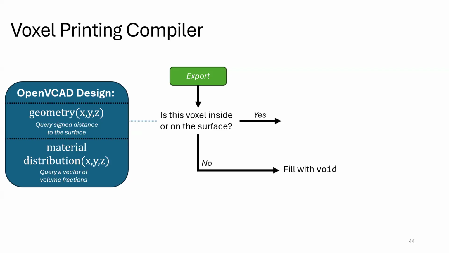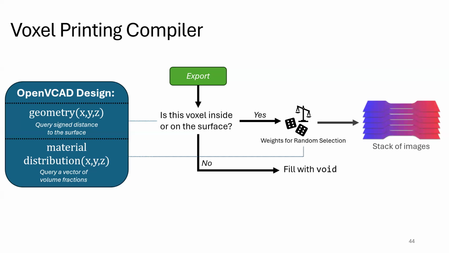If it's yes, we now need to pick a material. In this case, we're going to use a weighted stochastic process. Essentially, given all of our materials that we can sample from the material distribution, use the volume fractions as stochastic weights for this selection process. So in that example earlier I gave where it was 20% red and 80% blue, anywhere in that design, there's an 80% chance that it's going to be a blue voxel versus a red voxel. And then we can stack that up into our PNG files, our image files that we hand to the 3D printer.